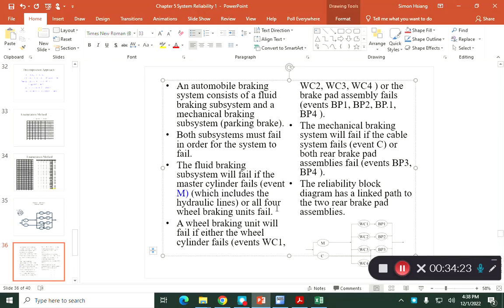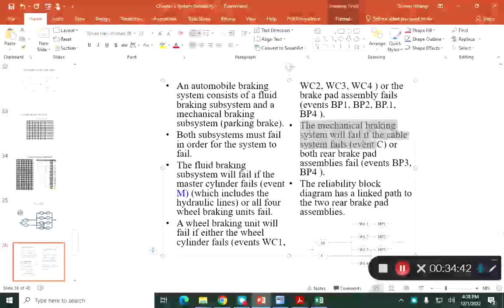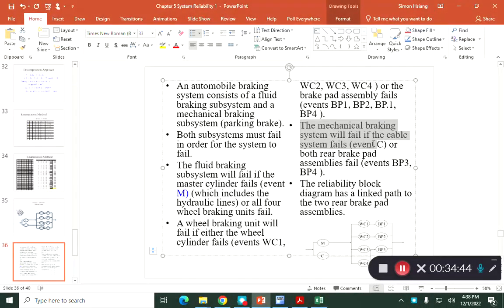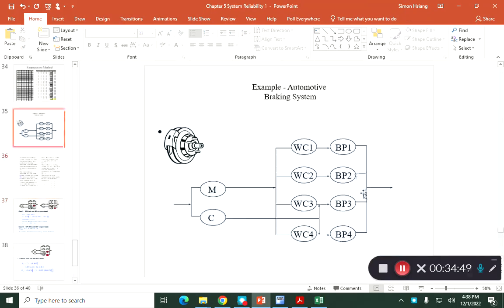Okay, the second part is a wheel braking unit. A wheel braking unit will fail if either the wheel cylinder fails or the brake pad fails. And finally, the mechanical braking system will fail if the cable system fails. C is the cable system. And so I have a schematic here you can look at.